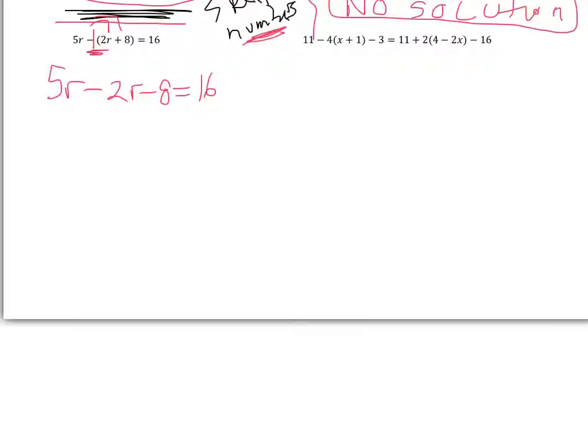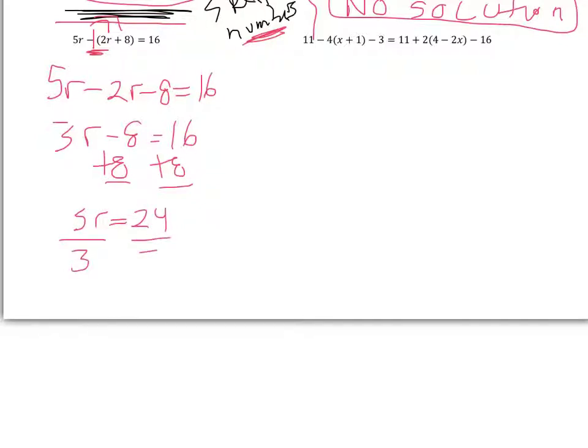Now, simplifying this by combining like terms, our 5r minus 2r is 3r, minus 8 equals 16. Adding 8 to both sides, we get 3r equals 24. And then dividing by 3, we get r equals 8. That's the solution. We can plug it back in and see that we're going to get a true statement up there.